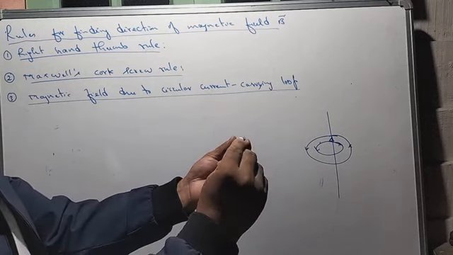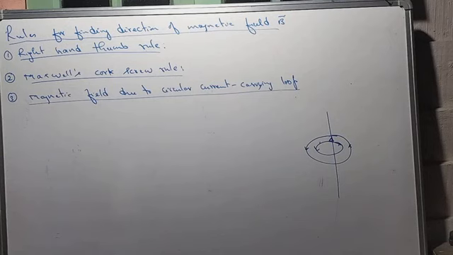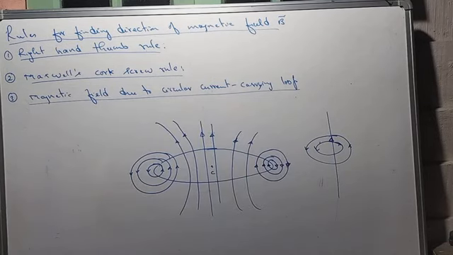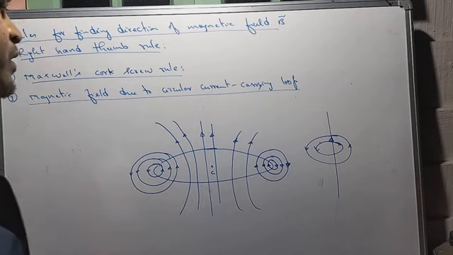So for a straight wire carrying current, we have two rules. One is the right hand thumb rule and the other is Maxwell corkscrew rule. Now, the third case is about the magnetic field due to a circular current carrying loop. Looking at this figure, we will determine the directions of the magnetic field due to a circular current carrying loop.